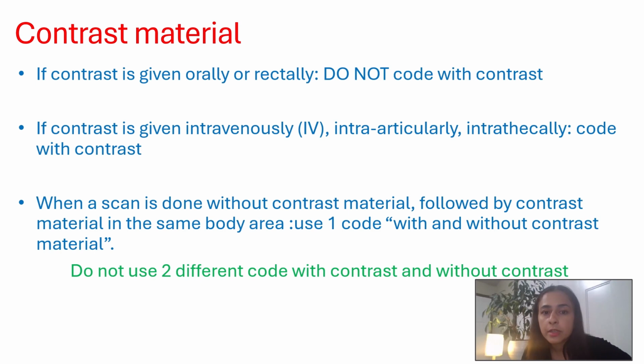Contrast material. If the contrast is given orally or rectally, do not code with contrast. This is really important. If the contrast is given intravenously, intra-articularly, or intrathecally, code with contrast. When a scan is done without contrast material followed by the contrast material in the same body area, use one code, that is with and without the contrast material. Do not use 2 different codes, one with contrast and another without contrast. So we can use one code if the question is asking about without contrast material and with contrast material at the same time.